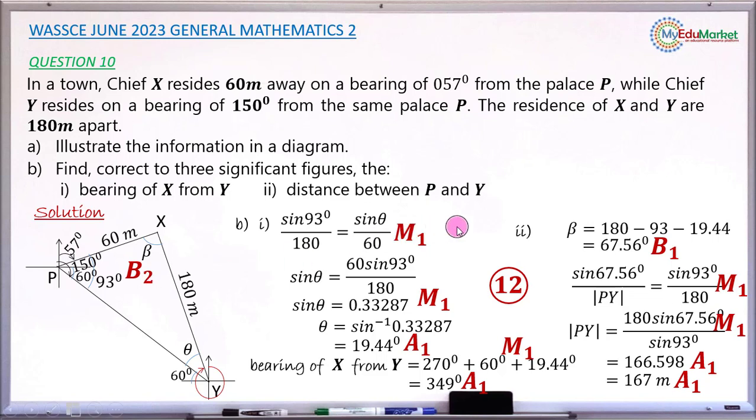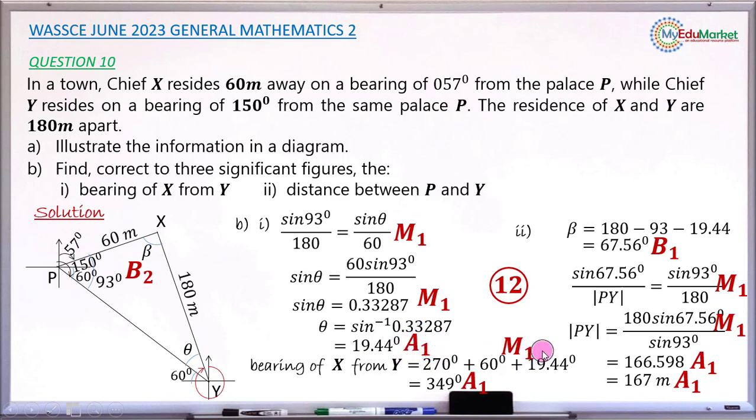The next mark is method 1 mark for applying the sine rule to find this very angle theta, in an attempt to find the bearing. So you have this method 1 mark. And simplifying that sine rule, you now have another method 1 mark. And when you have the angle theta as 19.44 degrees, you have this accuracy 1 mark.